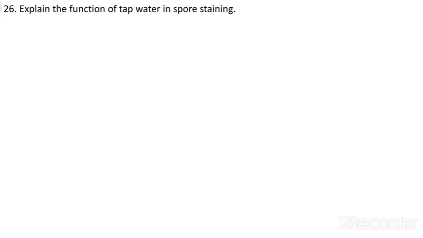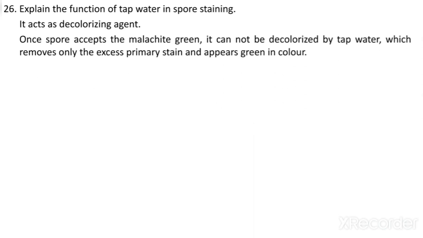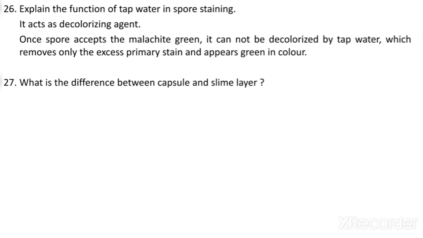Next question. Explain the function of tap water in spore staining. Now we see in the spore staining technique, tap water is used. So we have to explain why tap water is used. See, it acts as a decolorizing agent. Once the spore accepts the malachite green, it cannot be decolorized by tap water, which removes only the excess primary stain, and the spore appears green in color. So this is the basic idea behind using tap water in the spore staining.